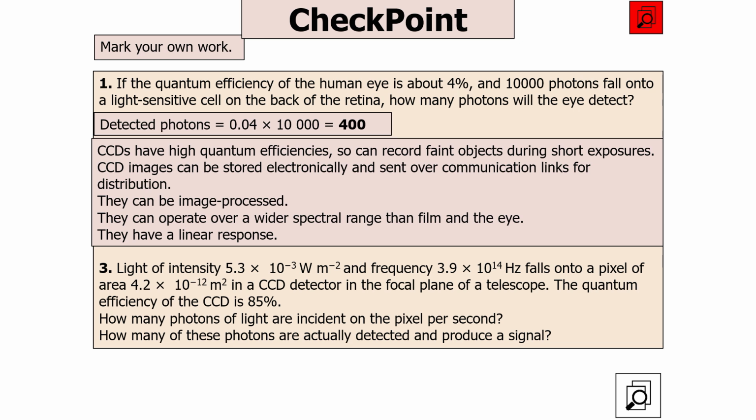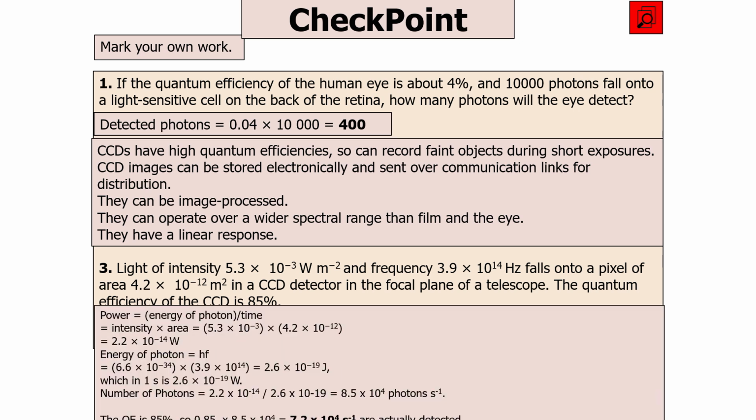And then finally, in this next question, power is going to be equal to the energy of the photon over time. So that's intensity times area, so you can work it through to be 2.2 times 10 to the minus 14 watts. Now the energy of a photon is equal to hf, so you can say hf is going to be 6.6 times 10 to the minus 34 times 3.9 times 10 to the 14, so you get 2.6 times 10 to the minus 19 joules.